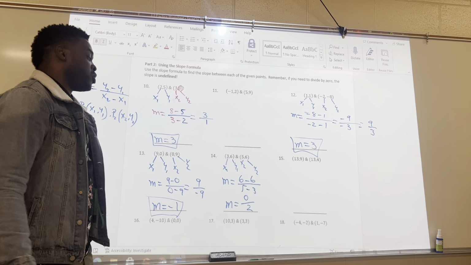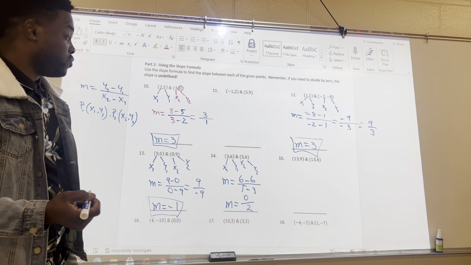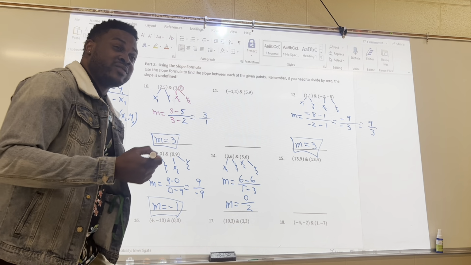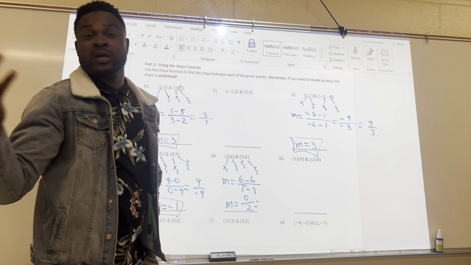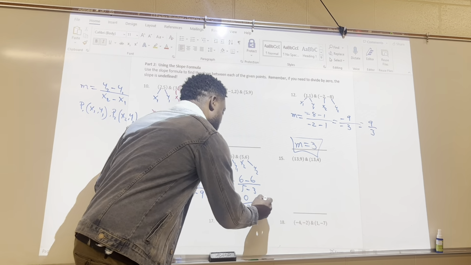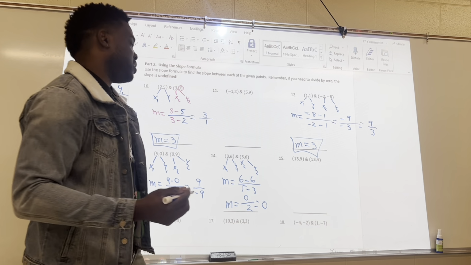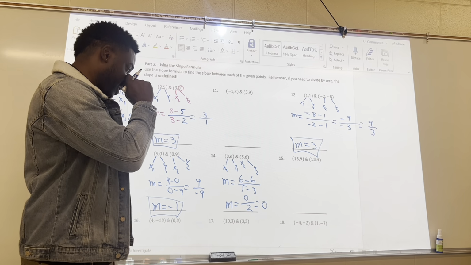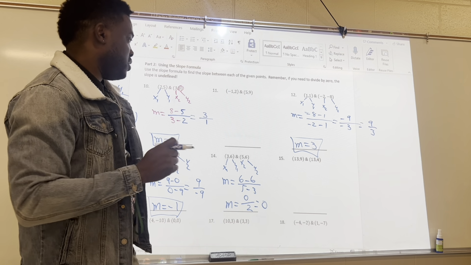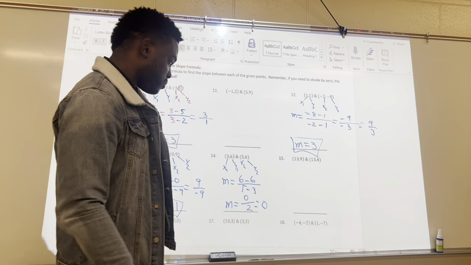0/2, right? So whenever you have 0 in the numerator, the answer will always be 0, right? So meaning that my slope is 0, which means that it's a straight horizontal line.